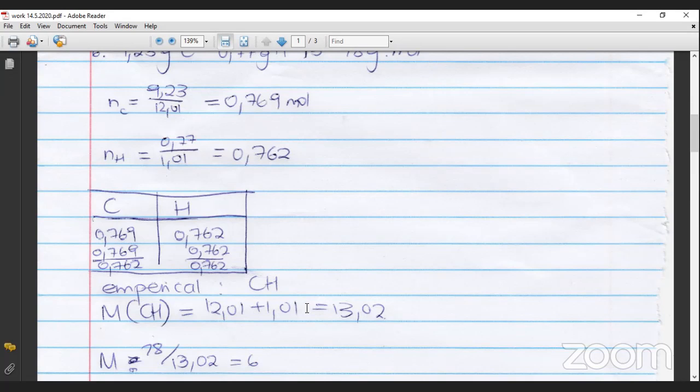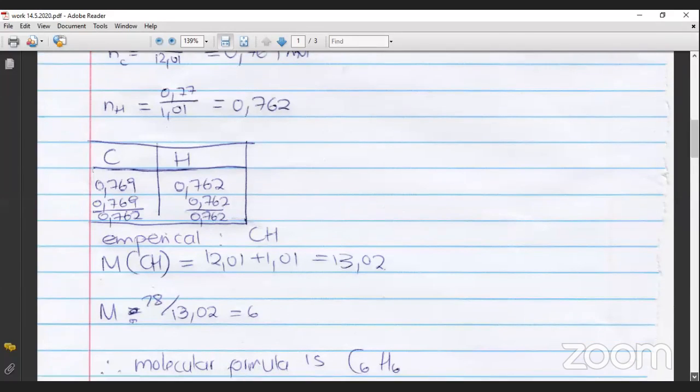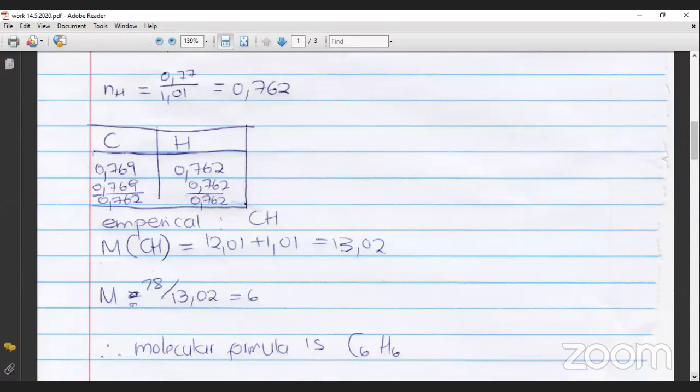Guys, before you get the molecular formula, you always have to get the empirical one first. So we move on. On the empirical formula, we're going to do the molar mass now. The molar mass, we're going to say 12 plus 1, because now we're working with the empirical formula. So this will be the empirical formula as we stated. And then after that, we're going to calculate the total ratio for this.